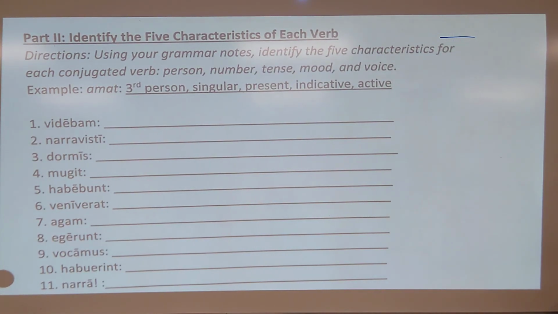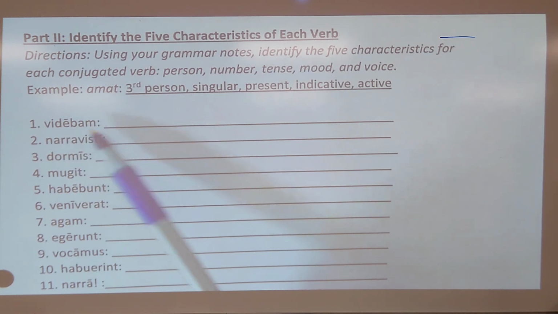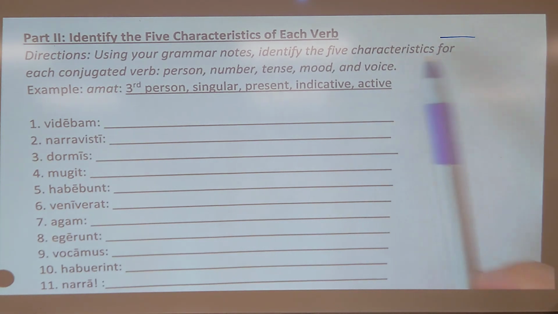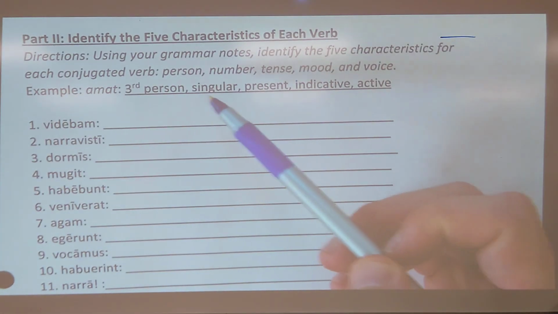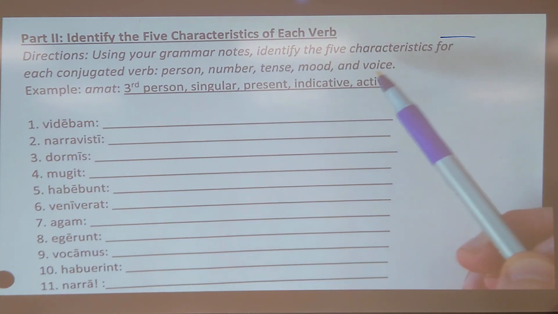This one's a little bit trickier. What we're doing here is, I give you a verb, and it's already conjugated. It already has its ending on. And your job is to identify the 5 characteristics. Remember those 5 characteristics from our grammar notes? Every verb in Latin, and English for that matter, has person, number, tense, mood, and voice, right?